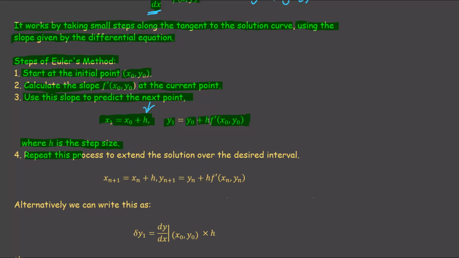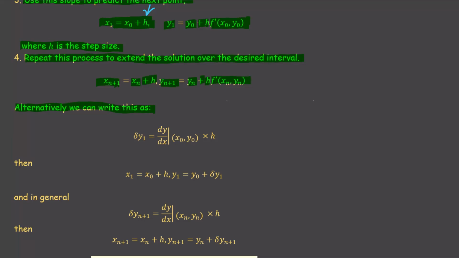Then we're going to repeat this process to extend the solution over the desired interval. In general, x(n+1), that's the next value of x, is the current value of x plus h. y(n+1) is the current value of y plus h, the step length, times the gradient at the current point xn, yn.